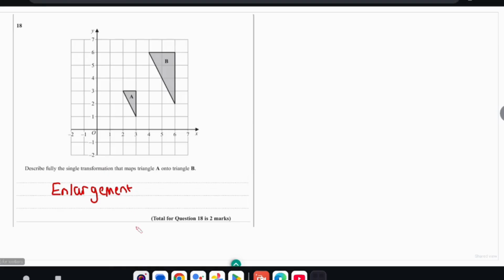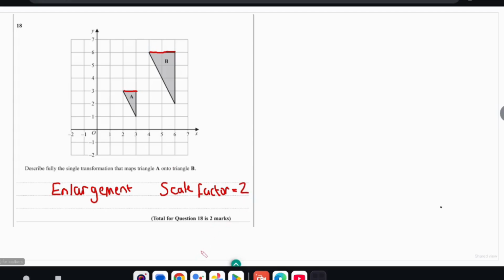This one is enlargement. So for enlargement, we need 2 bits of information. We need a scale factor, and we need a centre of enlargement. So your scale factor, you see it's multiplied by 2. This length on the original shape to get the length of the enlarged shape.